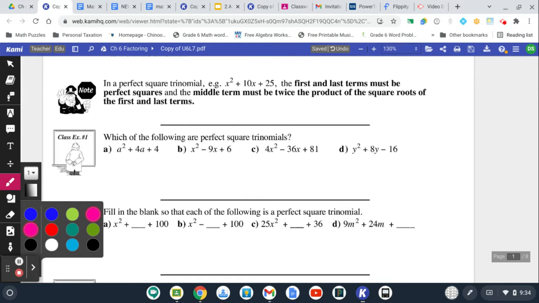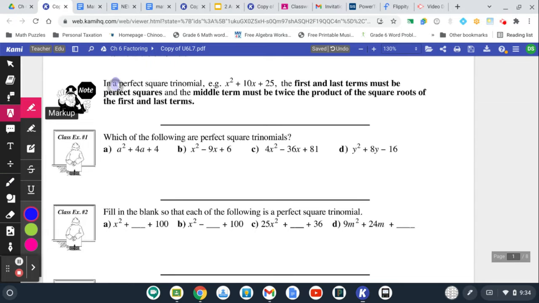And it says in a perfect square trinomial, if we're reading along right here, x squared plus 10x plus 25, notice that one, the first and the last terms must be perfect squares. Notice the x squared and the 25. And the middle term must be twice the product of the square roots of them. So think about x and think about 5. Times them together, double it, drop it in the middle. Does that occur? That's where they get the 10 from. So that is called a perfect square trinomial.